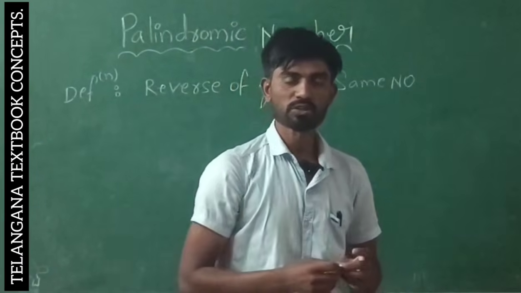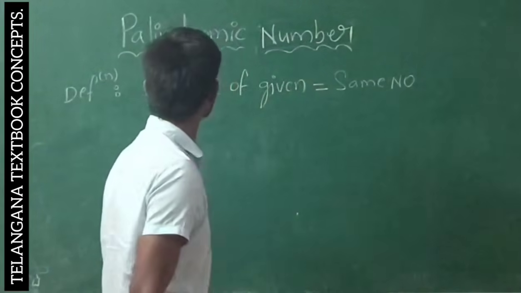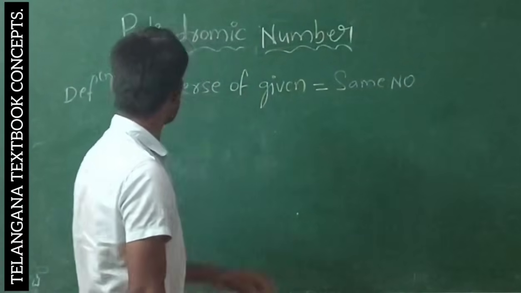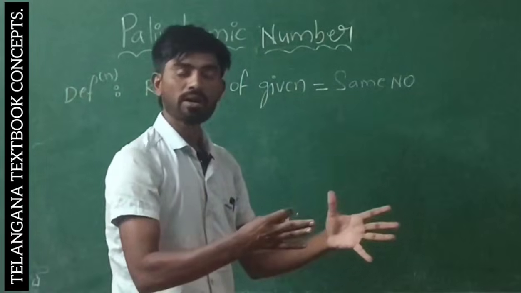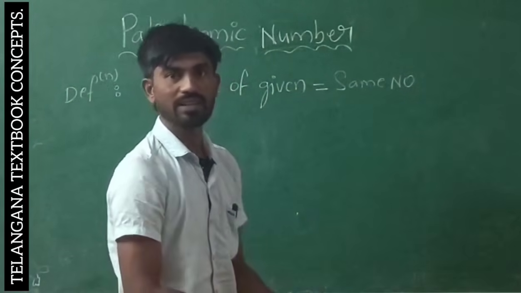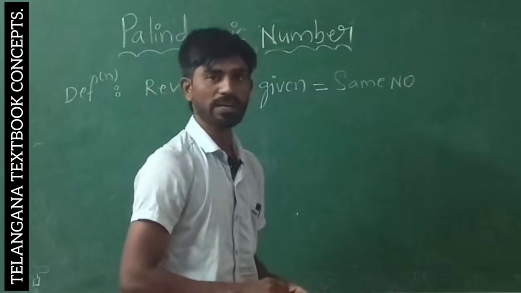In this part, I am going to discuss a little topic, palindromic number. Palindromic number means any given number we have to write in reverse order. Then it is called a palindromic number.